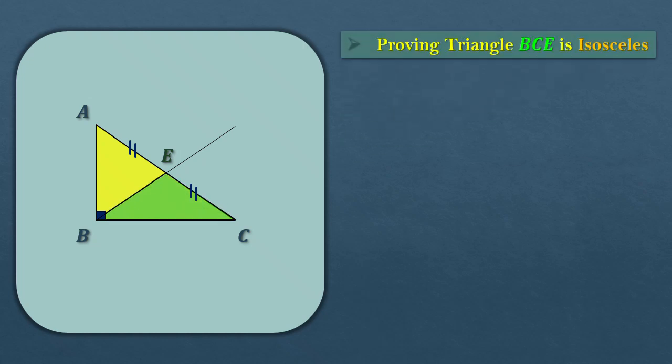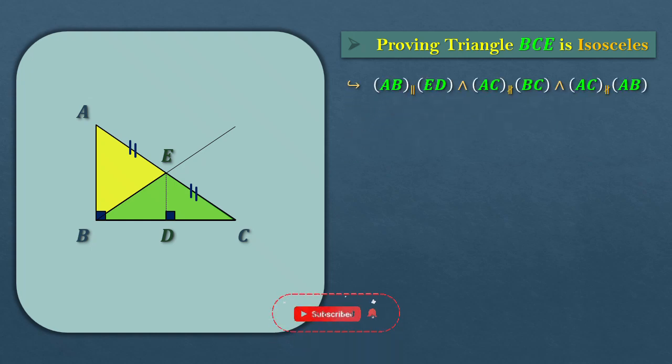We drop a perpendicular from point E onto side BC, and we call the foot of this perpendicular point D. This creates two parallel lines, line AB and line ED. These two parallel lines are intersected by the two secant lines AC and BC. Since lines AB and ED are parallel and AC and BC are secant lines, Thales' theorem applies.